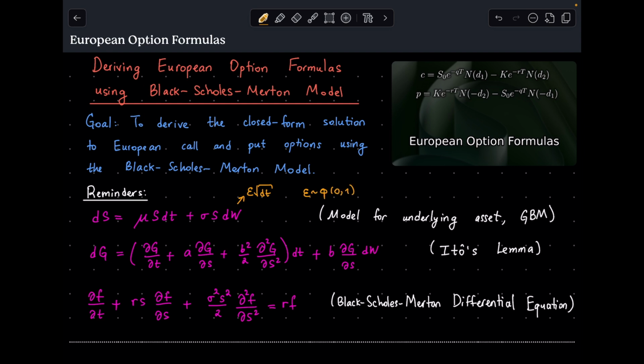Previously, we also discussed Ito's lemma, which provides a stochastic derivative expression for any function g that depends on an Ito process S. Here, the Ito process is our Black-Scholes-Merton model with a equal to mu S and b equal to sigma S. Then we constructed a risk-free portfolio and argued that it should grow at the risk-free rate r. And using Ito's lemma, we derived the Black-Scholes-Merton differential equation.